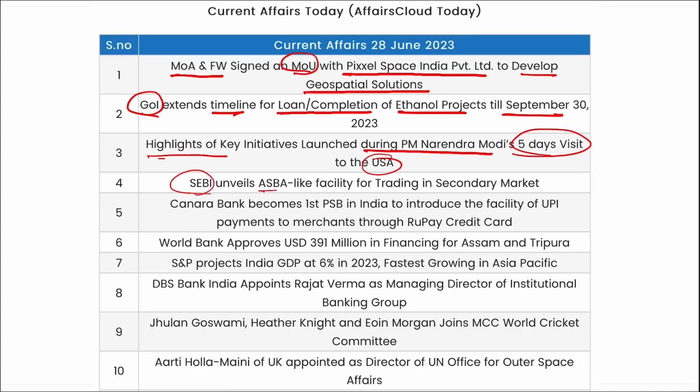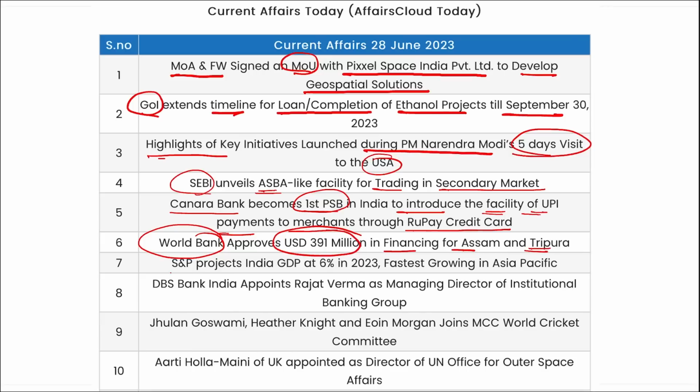SEBI has unveiled an ASBA-like facility for trading in the secondary market. Canara Bank became the first PSB in India to introduce the facility of UPI payments to merchants through RuPay credit cards. Then the World Bank has approved $391 million in financing for Assam and Tripura. S&P projects India's GDP at 6% in 2023 and the fastest growing in the Asia Pacific.